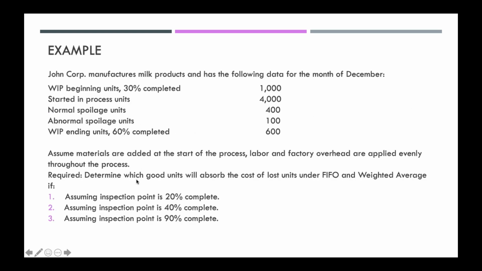Let me give you an example. The same number of units. We have 1,000 beginning, started in process of 4,000. So we are accounting for 5,000 units. Assuming materials are added at the beginning, labor and overhead are applied evenly. Determine which good units will absorb the cost of the lost units under FIFO and weighted average, assuming the inspection point is 20, 40, and 90%.